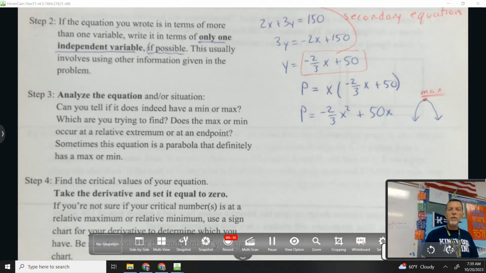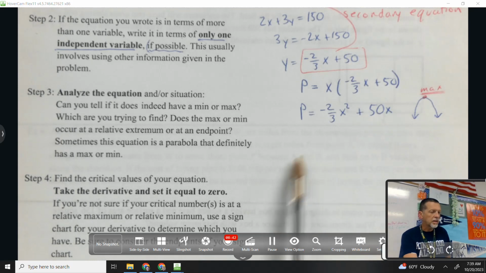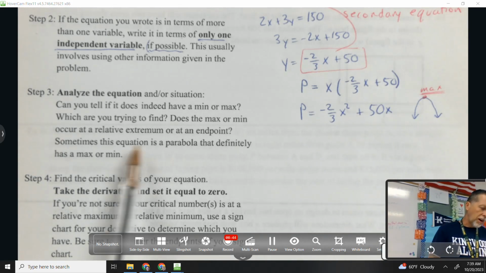And that's what we're looking for. So I feel like we're on the right track. This equation will give me a max. It's an upside down parabola. So I think I'm on the right track.